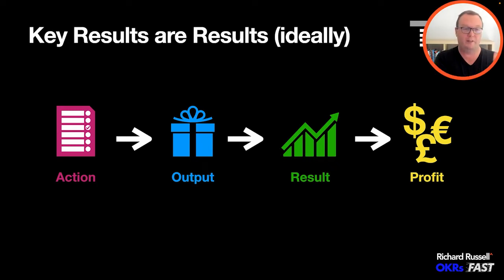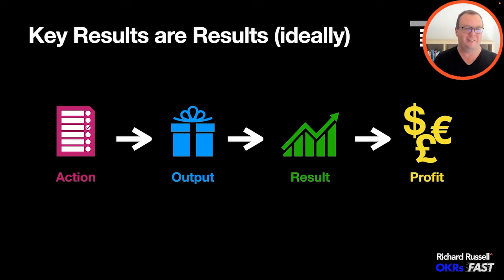An output might be, there's an action of writing code, and the output might be that I have a web page. The result is that people convert more. They buy more product. And the profit is how much revenue I get. Now, what's going on here? What you really want is to focus your key results on the result part, because that's the business result that you really want, not the profit, because the profit is the output of that, and it doesn't really tell you what you're trying to achieve, right? The profit is like the end result.